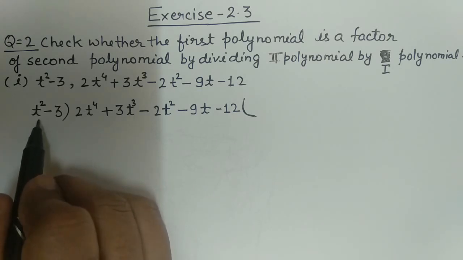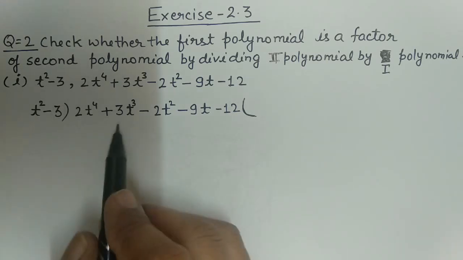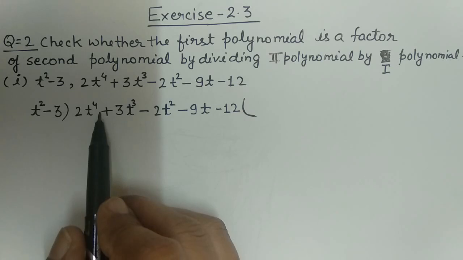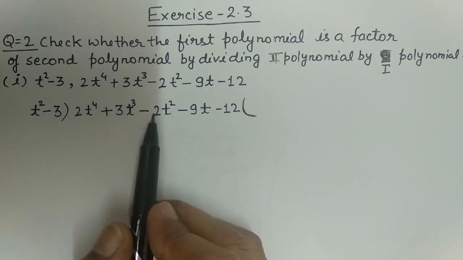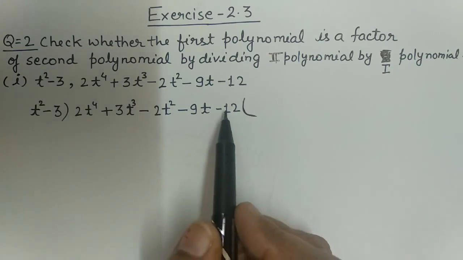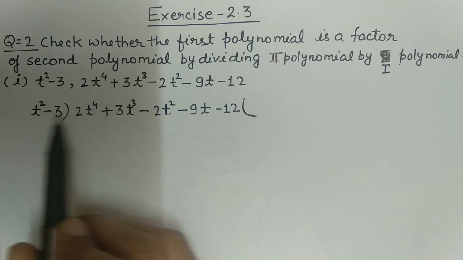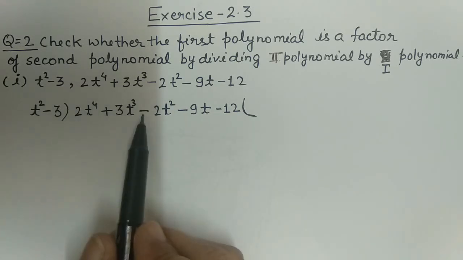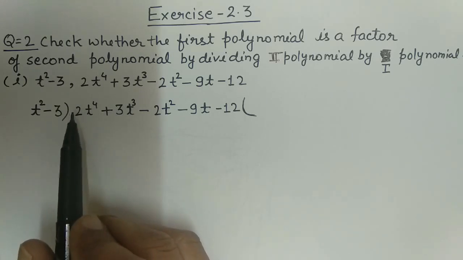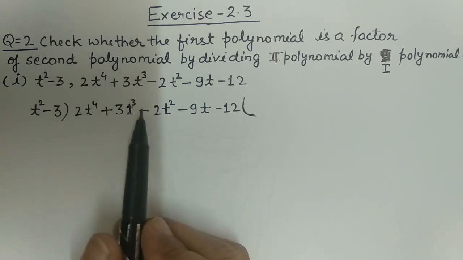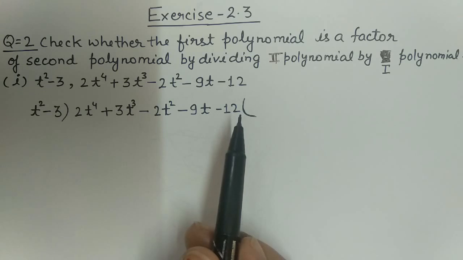So this is the first polynomial, t square minus 3, and this is the second polynomial, 2t to the power 4 plus 3t cube minus 2t square minus 9t minus 12. All the terms of first polynomial and second polynomial are written in standard form. I mean, greater degree term is written first, then lower degree term, then lower, and so on.